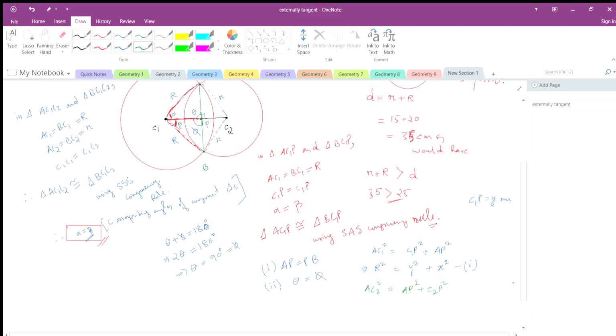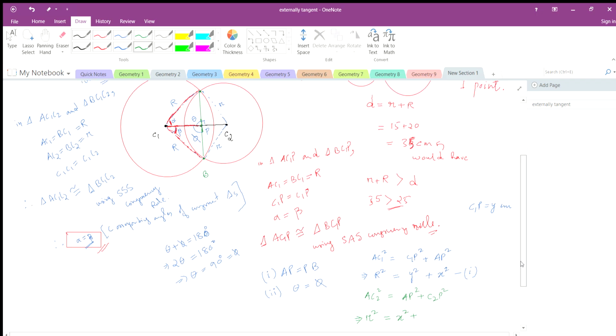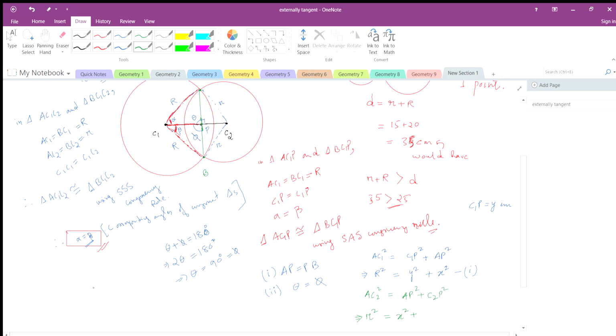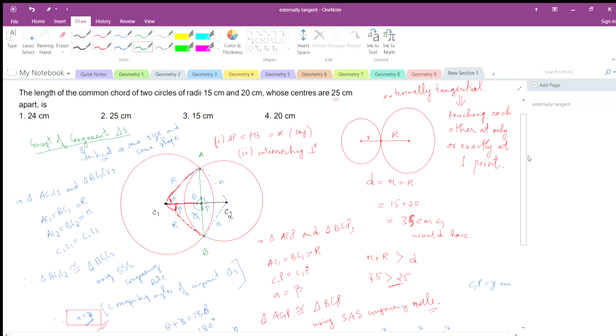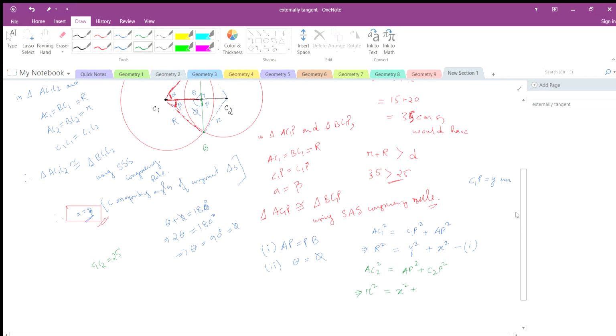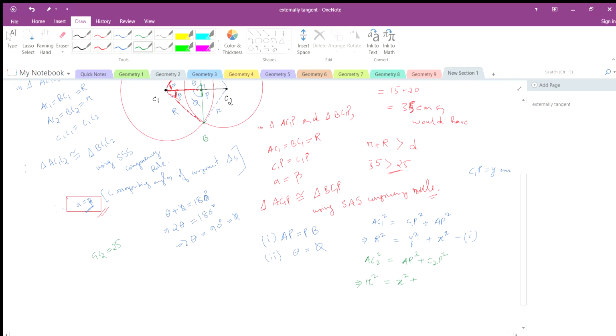Now what is AC2? AC2 is the radius of the smaller circle, so I will write it as r square. What is AP? AP is x square. What is C2P? See, we have C1 C2 is equal to 25, right? It is given. Is it 25 or 20? It is 25. Distance between the centers of the two circles is 25. So C1 C2 is 25.